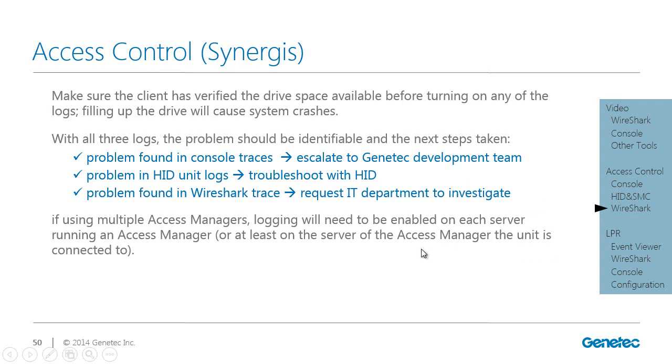Now, on larger systems, we may have more than one access manager role. So if you're using multiple access managers, you'd need to enable the logging on each server that has an access manager role. Now, if you're looking for a particular problem with one unit, you can restrict the logging to the access manager server that unit is connected to.